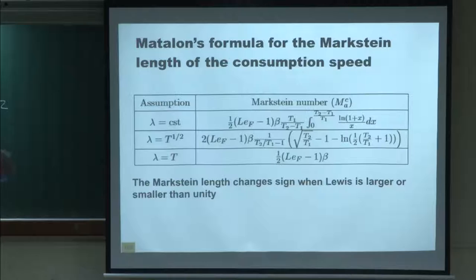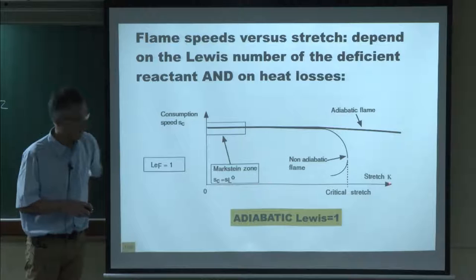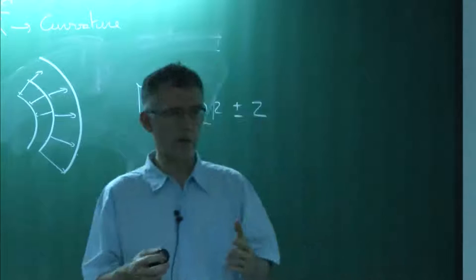Now, these guys also in those days, I mean, they had no computers, so they had time to think. And so they did all kinds of additional derivation. They included the effect of stretch on the flame and the effect of losses. Losses for those flames are usually radiative losses. That's the most evident one.